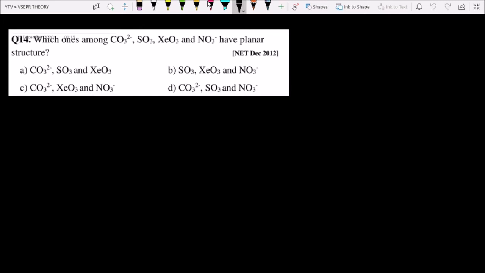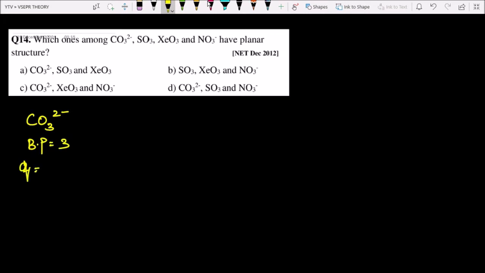This question says, which among the following has a planar structure? We have to find which has planar. Basically, they're talking about planar geometry. It can be trigonal planar or square planar. So it should be planar. All atoms should be in plane. So the first one is CO3 2 minus. It's trigonal planar, right? The bond pair is equal to 3. Lone pair will be 0.